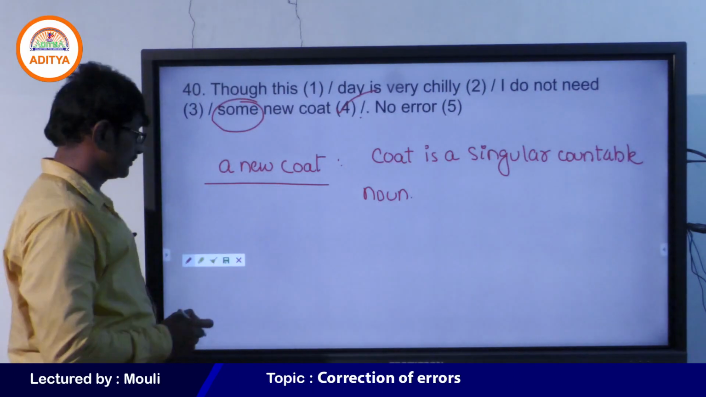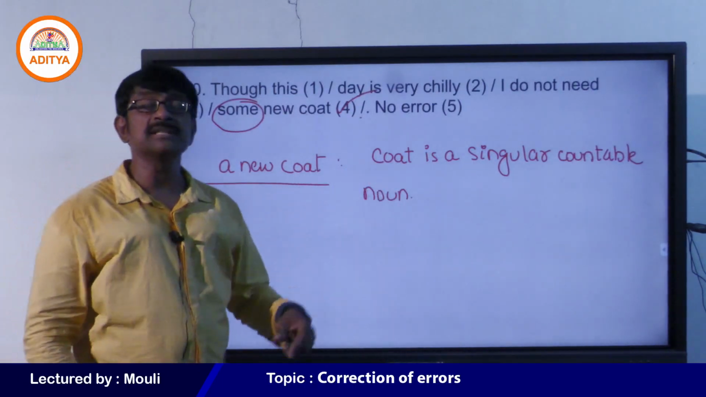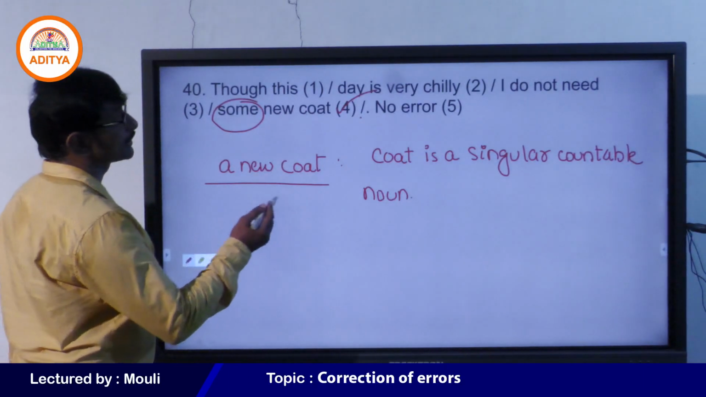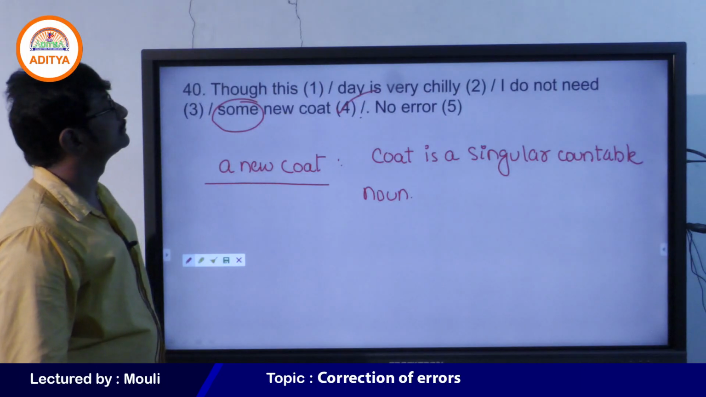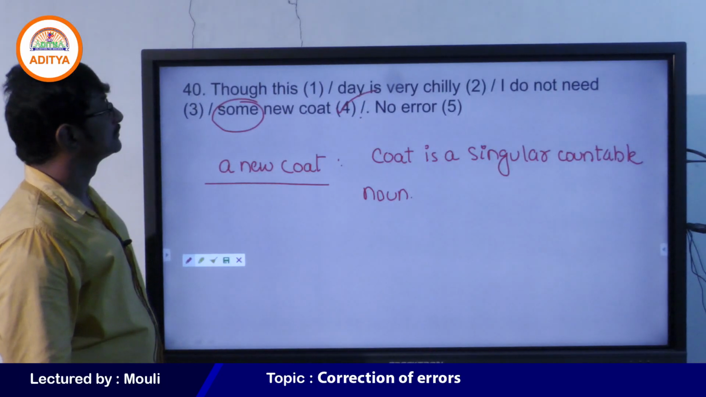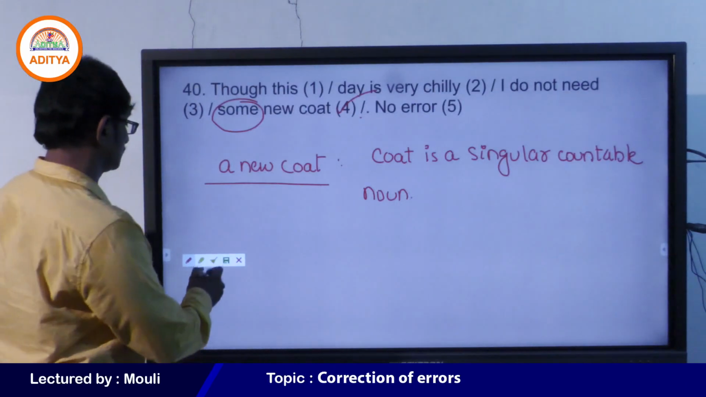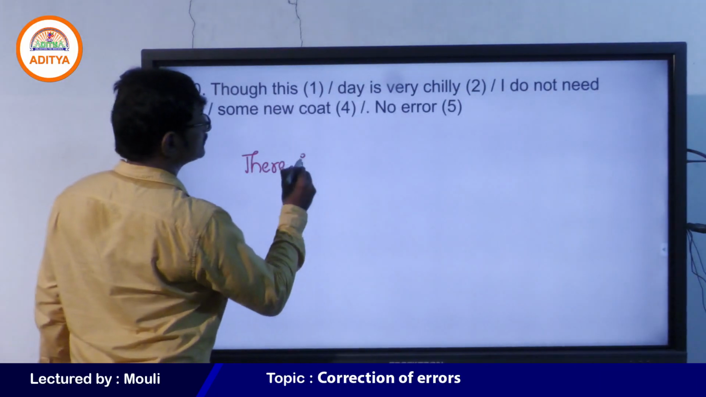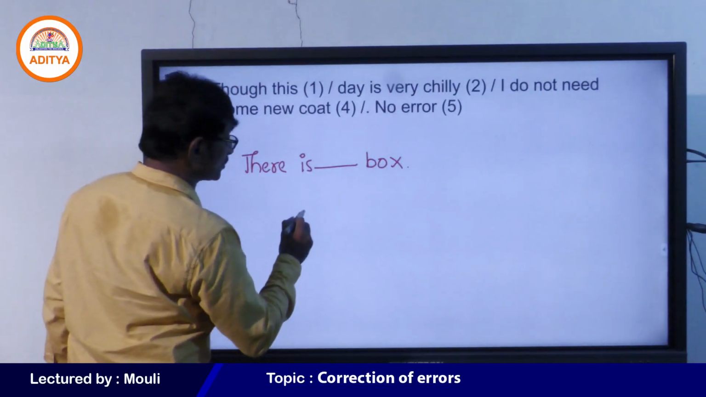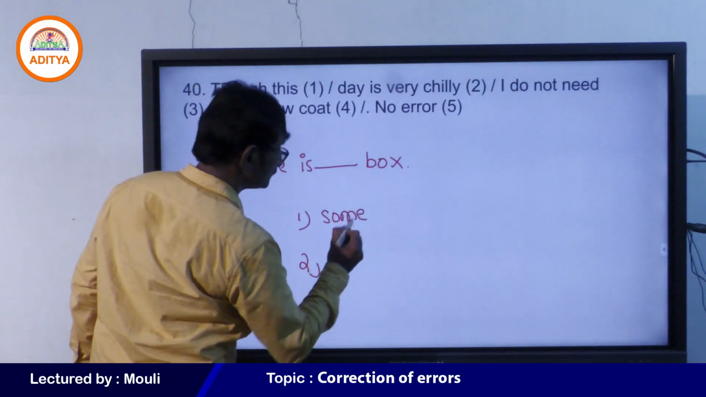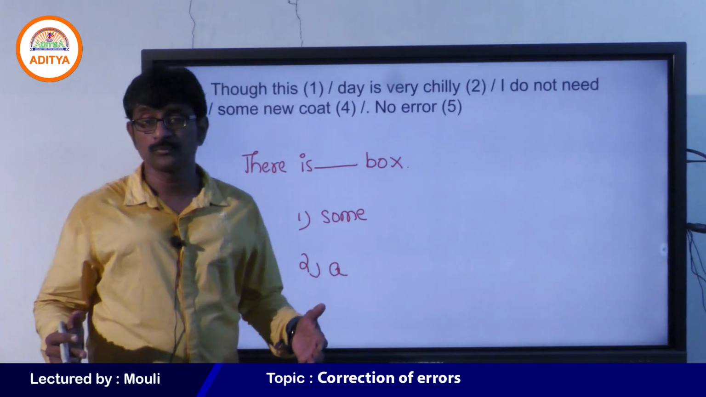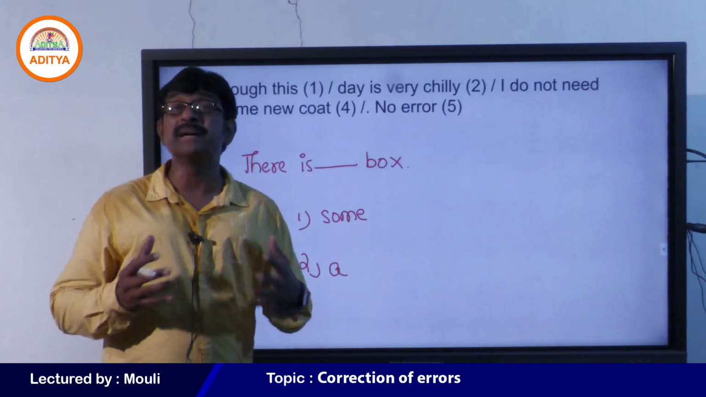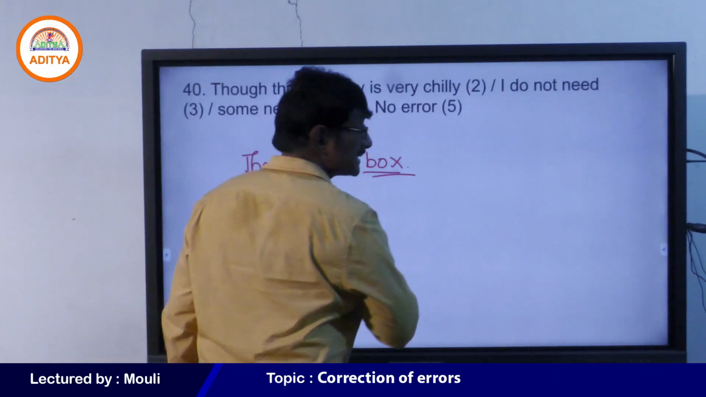Okay, now let us see how. Did you write this? If you have written this, I will show you how. Now let us see, students. There is dash box. If I write 1, 2, "some" or "a," what will be your answer? Now you see, box is a singular countable noun.